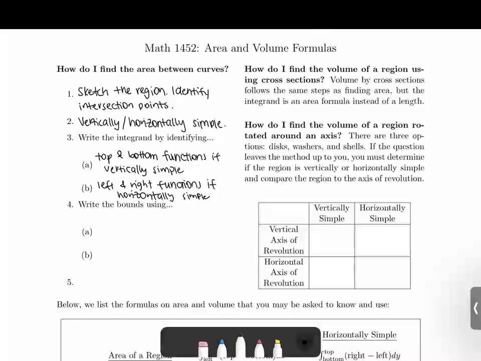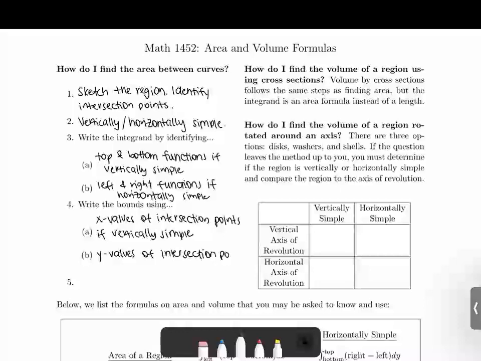And then we need to write our bounds using those intersection points that we found. So again, if we're vertically simple, we use the x values of the intersection points. And that's if we are vertically simple. And we're going to use the y values of the intersection points if we are horizontally simple.